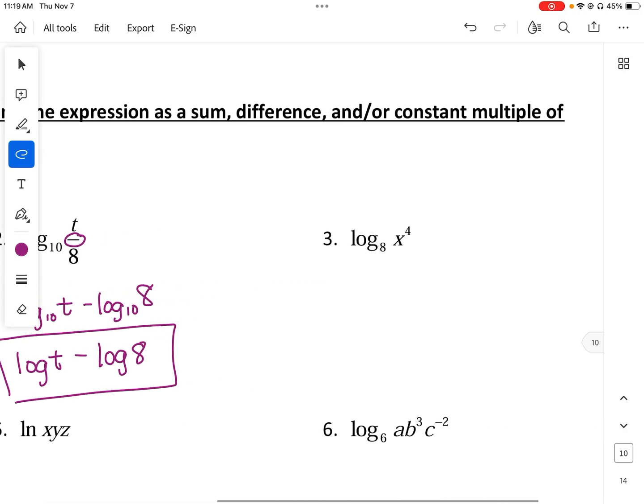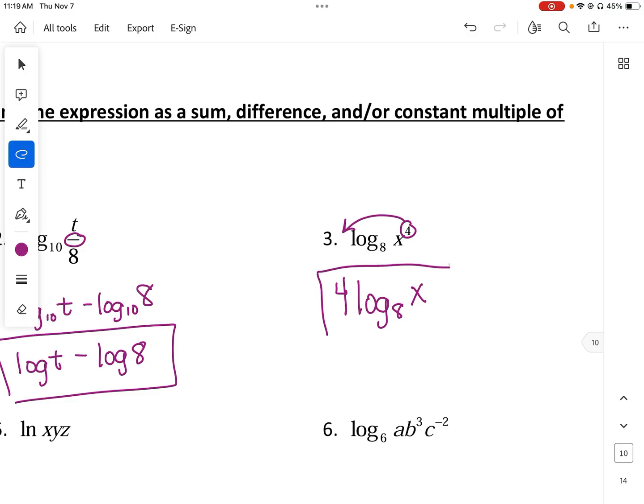Okay, the next row we have an exponent of 4. So we're going to take that out front. So it's 4 log base 8 of x. And that is all I can do there. And I do need to make sure I keep that base of 8.